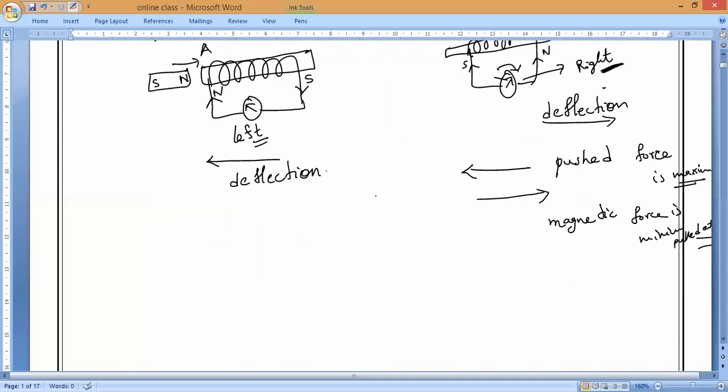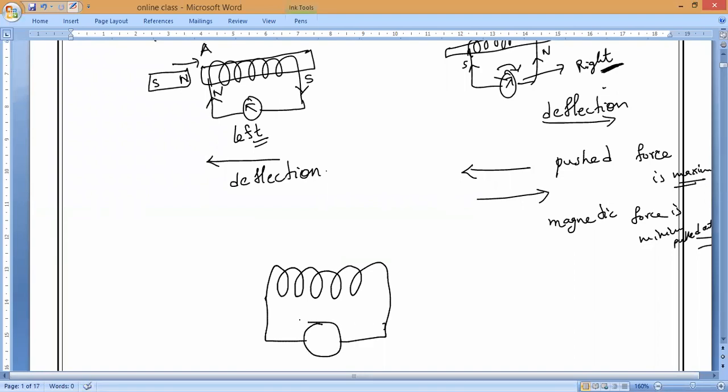Now, whatever direction you see, for example, let me take the South Pole going in. What do you have to remember, guys? You tell me, all of you. So this is the galvanometer. Now the South Pole is going inside. So what is happening? You tell me.